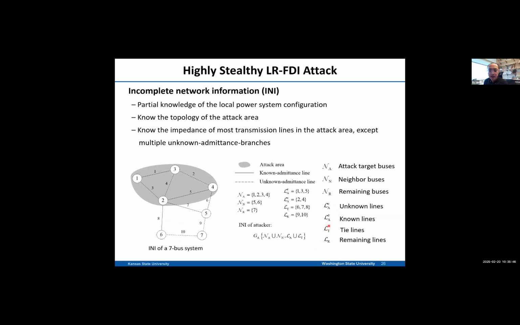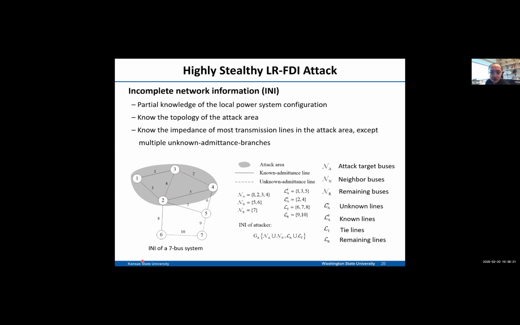So here we specify the attacker's knowledge in our low-rank FDI attack. Here INI, incomplete network information, refers to the partial knowledge of the local power system configuration. Specifically, the attacker knows the topology of the attack area and knows the impedance of most transmission lines in the attack area, except several unknown admittance lines. So here is an example for the INI in the 7-bus system.